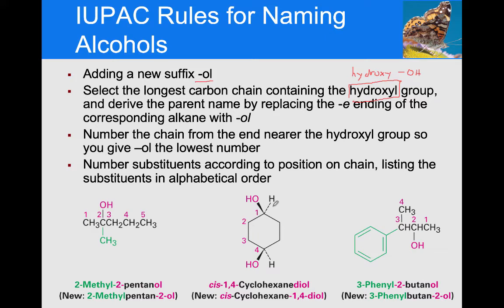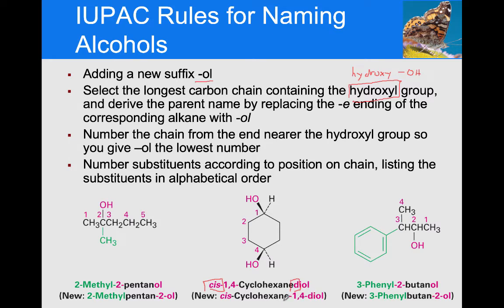Now again, when we do cyclic systems, we want to number it so the substituents get the lowest number. You start numbering from one of the OHs, so 1, 2, 3, 4. So remember, notice that we have this here, the di, because there's two alcohols. And notice that we're using this prefix here, the cis, because these two OHs are on the same side of the ring. So cis-cyclohexane-1,4-diol.